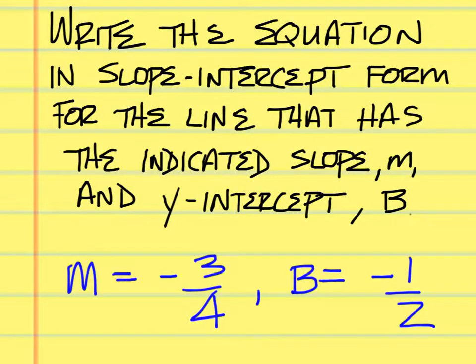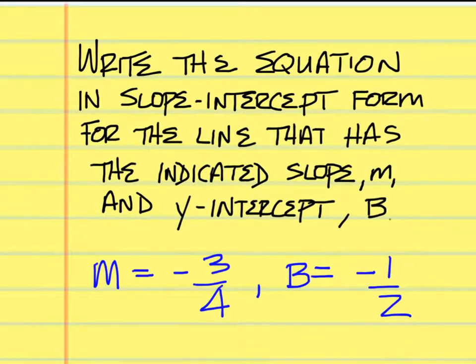Your first objective today is really simple. Write the equation in slope-intercept form for the line that has the indicated slope m and y-intercept b. This is just a matter of plugging in the information that's given to you and making the equation.